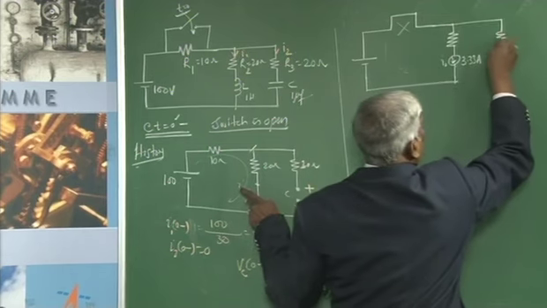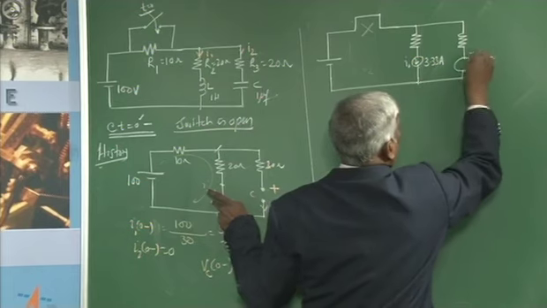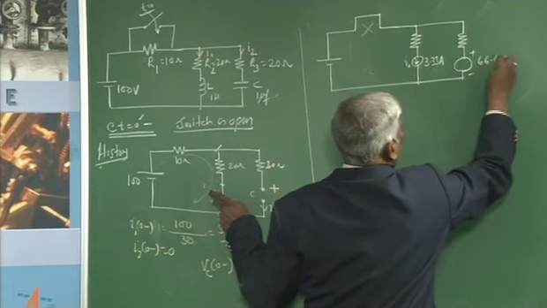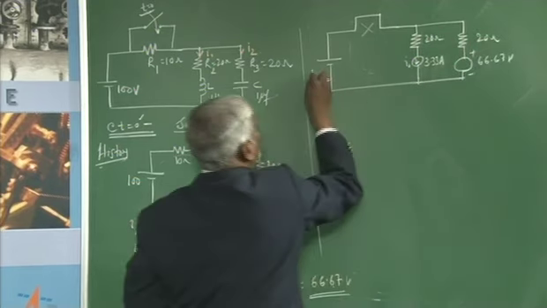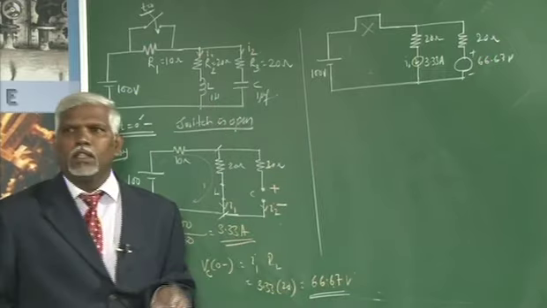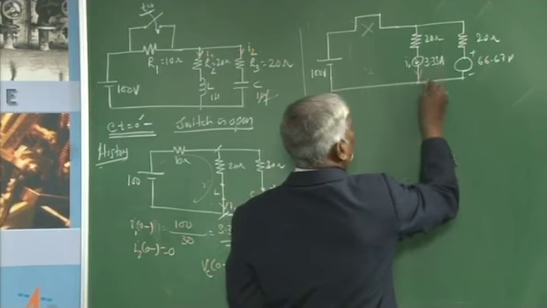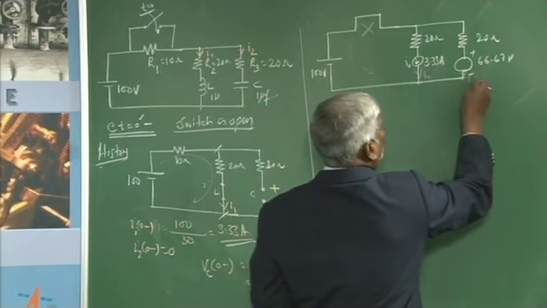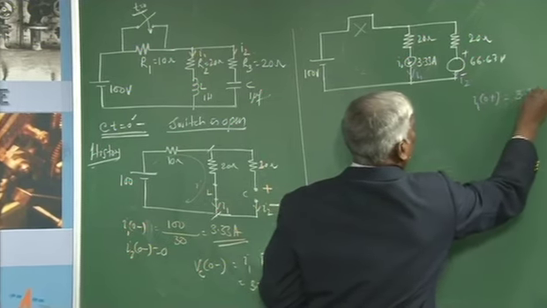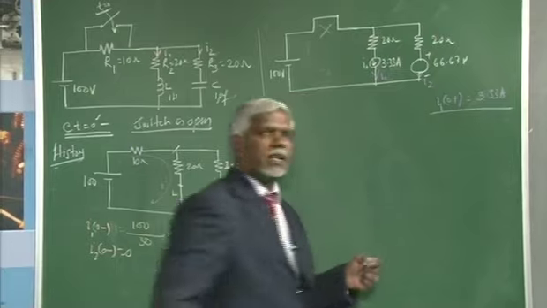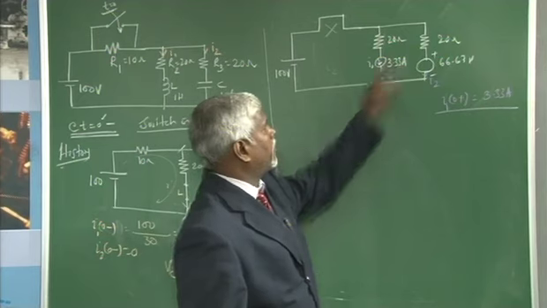I have a resistor. This is a case of a capacitor with initial voltage. So, it acts as a voltage source with polarities, 66.67 volts. This is 20 ohms, this is 100 volts. So, if you want to know what is I1 at 0 plus, if this is I1, this is I2, I1 at 0 plus is 3.33 amps only, because the inductor does not allow any sudden change in current, the current remains the same at 3.33 amperes.